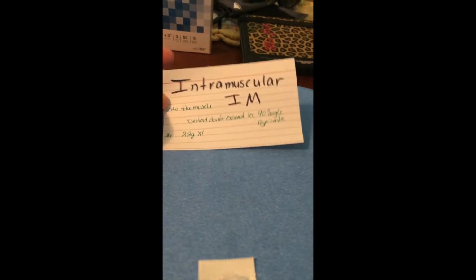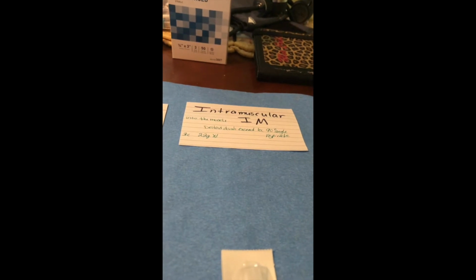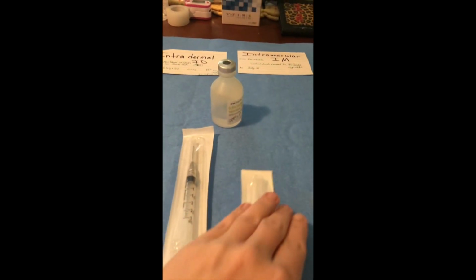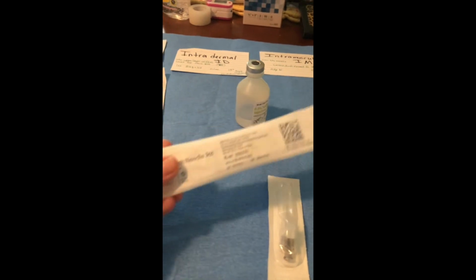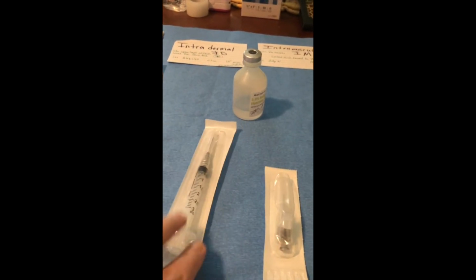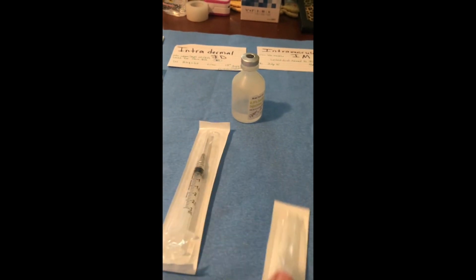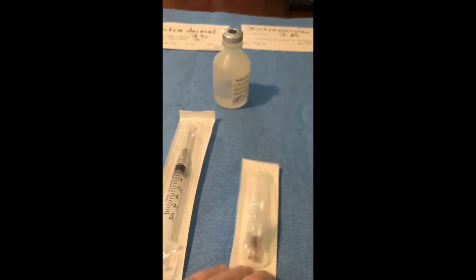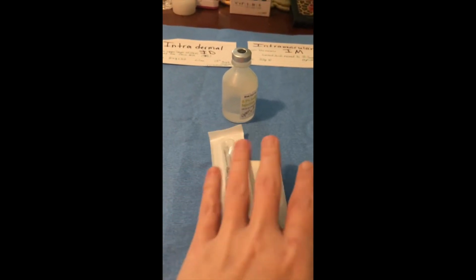This one's going to go at a 90-degree angle with aspiration. When I'm talking about aspiration, it means pulling back on the plunger to see if you've hit a blood vessel. If you've hit a blood vessel and you see a blood return in that needle, you're going to start over. Okay. So I'm going to use my other syringe, 3 cc. It's already got a needle on it, and then I'm going to switch it to this 22 gauge by 1 inch for our intramuscular.